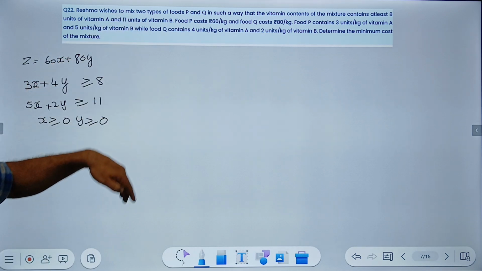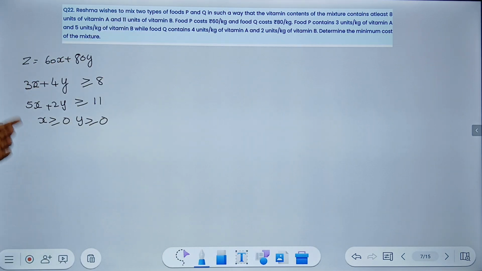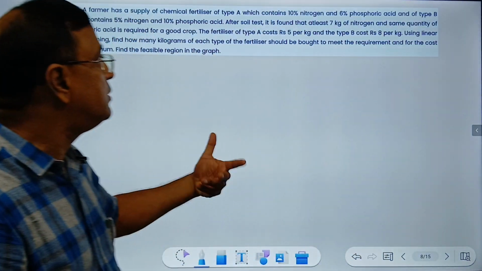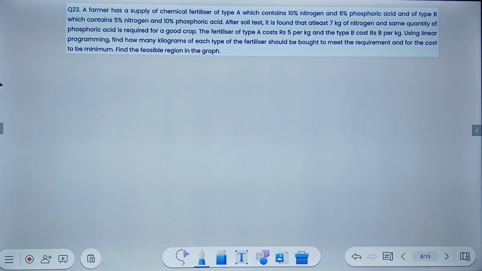I think you can do it by yourself, it's not difficult. Try to solve it. If you still have a doubt, you can always put your comment in the description box. Otherwise, it is the same type of question, so much time is wasted. We'll go to question number 23.